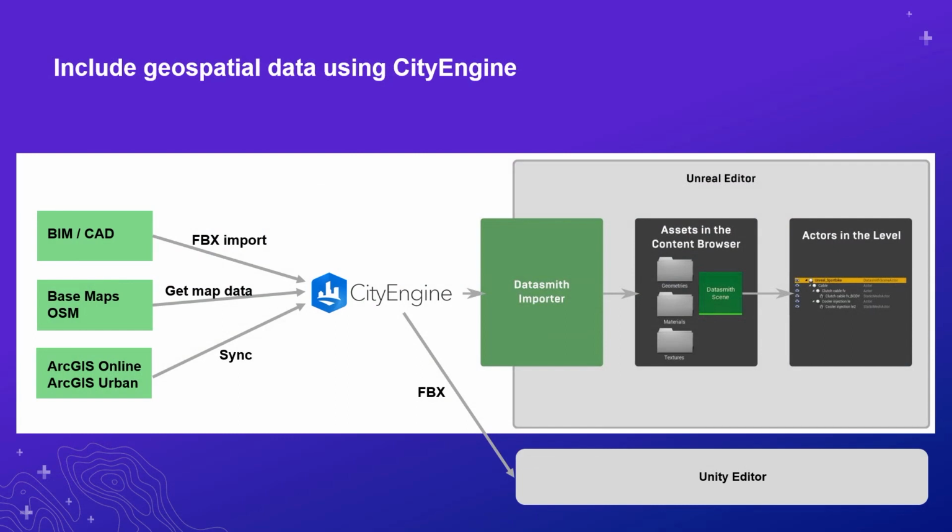So how can we get geospatial data into game engines? And here CityEngine comes into play. CityEngine has a lot of connectivity for import, so you can import BIM and CAD models using FBX, for instance. You can get base maps through the get map data mechanism. You can sync from ArcGIS Online. You can sync in layers. And then you can export all that either using the Datasmith exporter and use the Datasmith importer on the Unreal side to import your data, or you can export an FBX which you can use in the Unity editor.